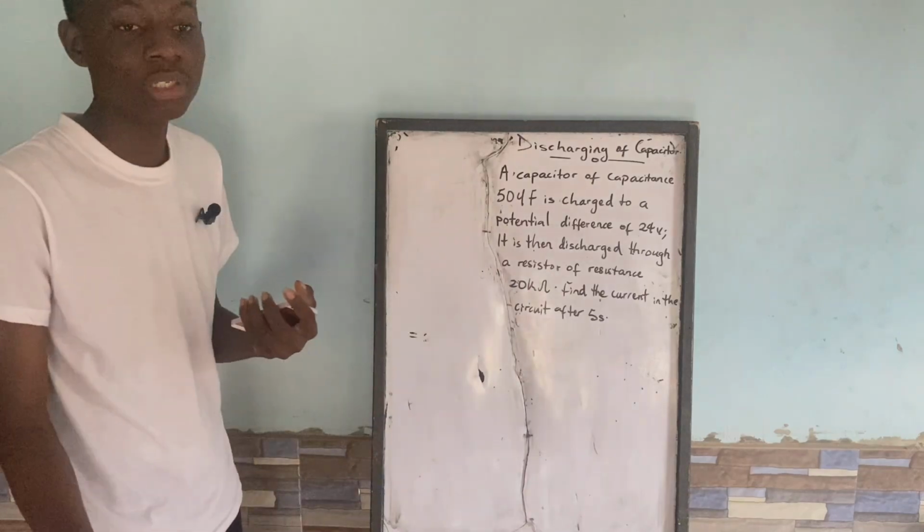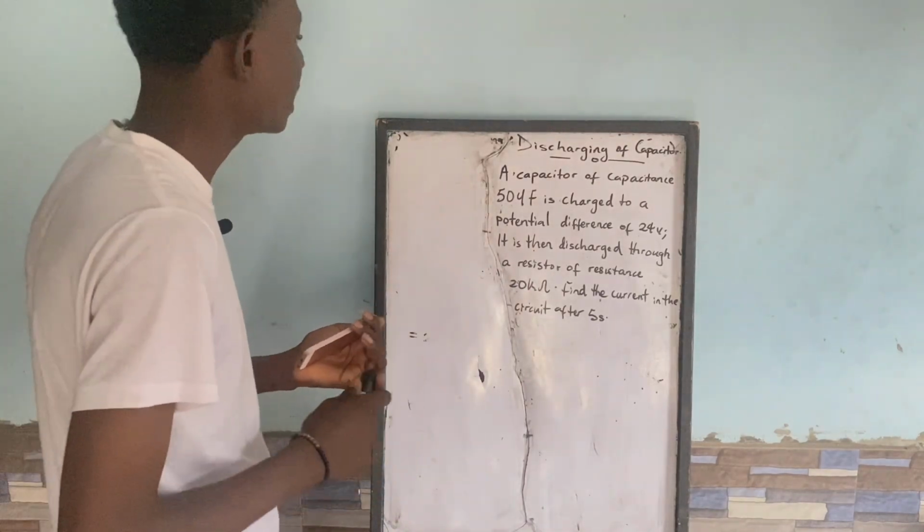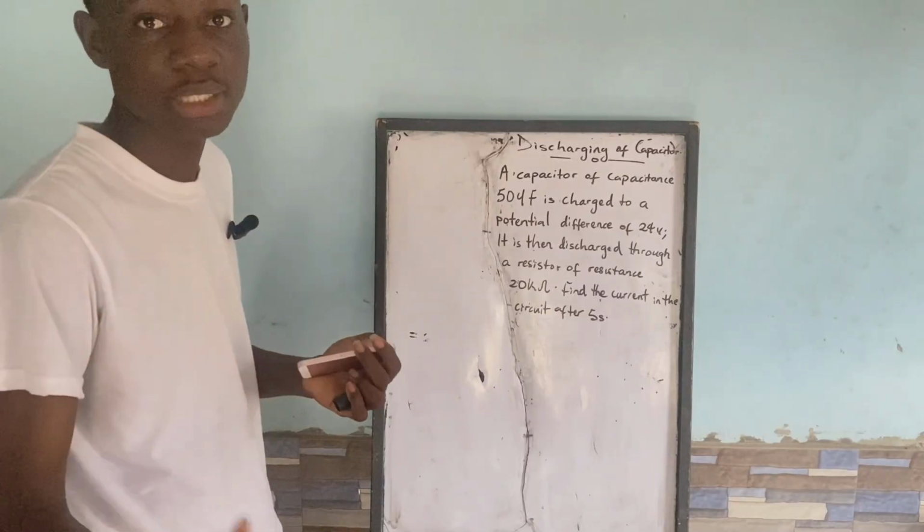This is a very simple question. The only thing we're looking for is the current. So it's still the same formula we're going to use, just like we did earlier. So the first one we'll calculate is our time constant, which is our tau.